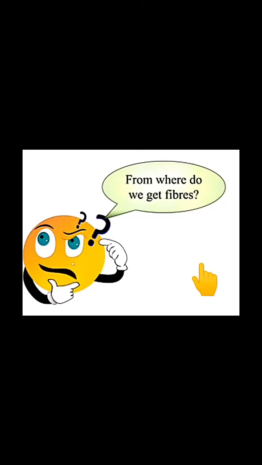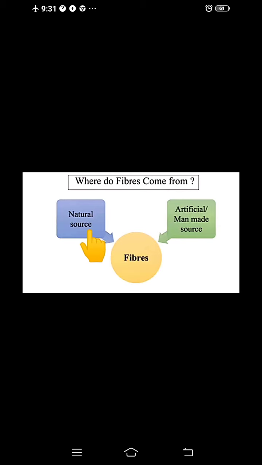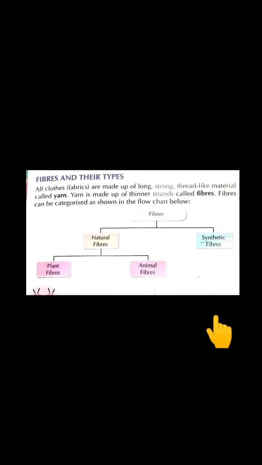Good morning, students. Let's continue with our chapter number 4, Fiber to Fabric. Today we are going to discuss fibers and their types. Firstly, the question arises, from where do we get fibers? Fibers are obtained from natural sources or man-made sources. Natural sources like plants or animals, man-made sources like chemicals which are used to produce man-made fibers.